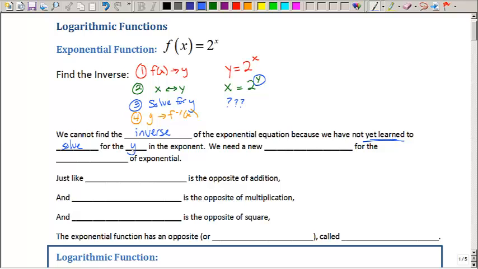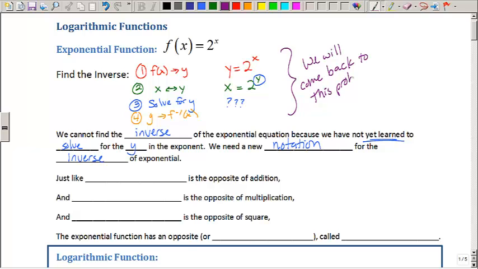So what we need is a new notation for the inverse of an exponential. So I want you to understand that although we cannot solve this now, we will come back to this problem later in this section. But for now, we need to take a little deviation and just learn that new notation before we can actually come back and find the inverse that we were looking for.